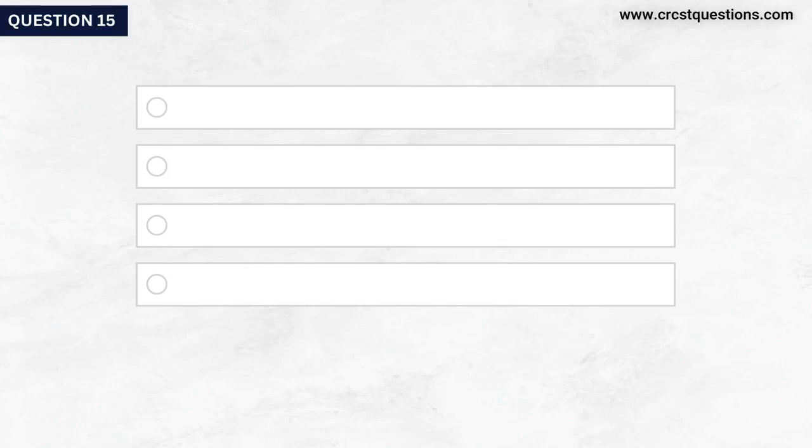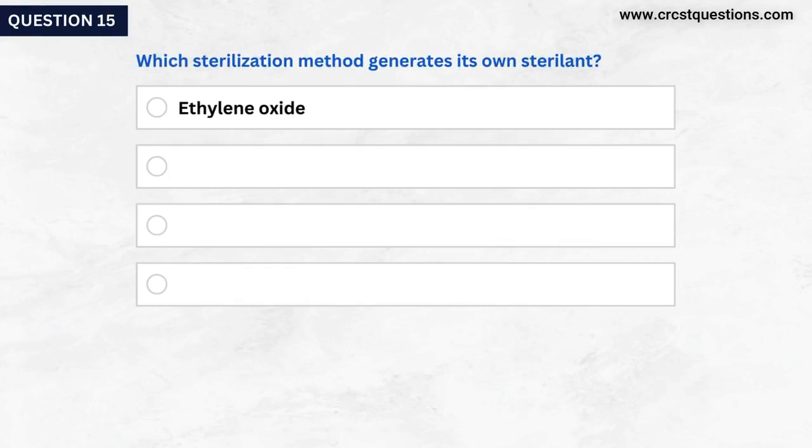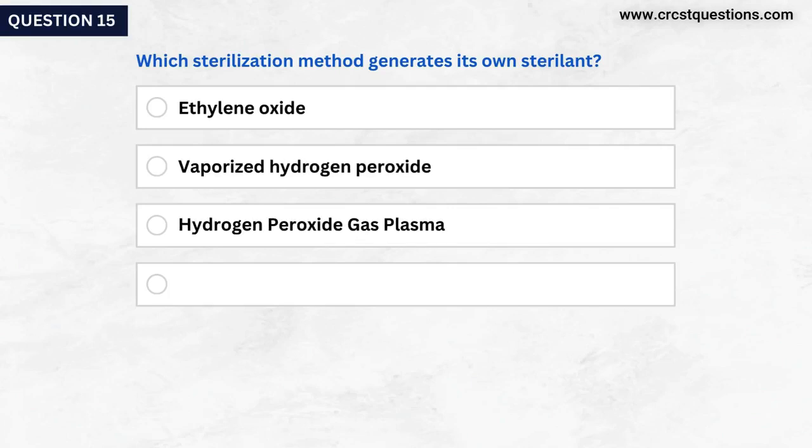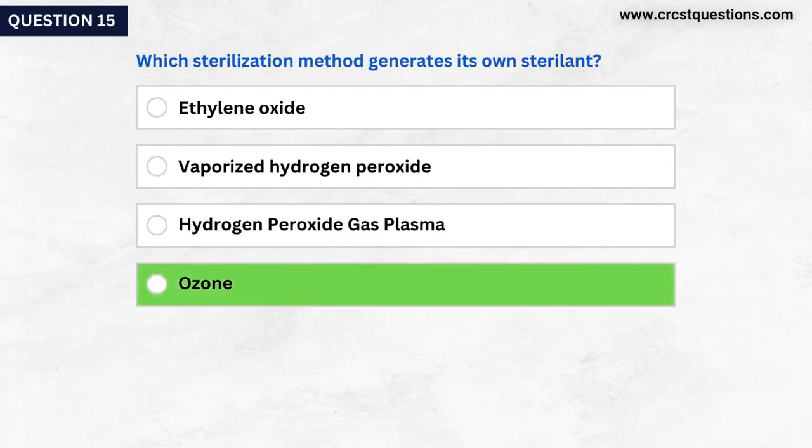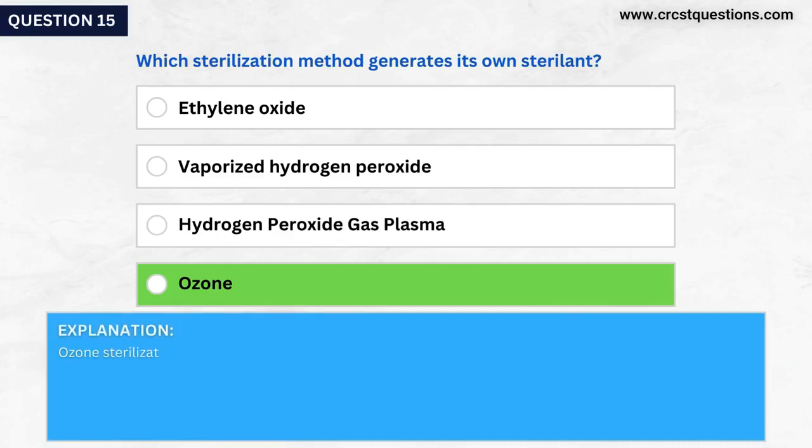Question 15. Which sterilization method generates its own sterilant? Ethylene oxide, vaporized hydrogen peroxide, hydrogen peroxide gas plasma, ozone. The correct answer is ozone. Explanation: ozone sterilization systems generate the ozone sterilant, which eliminates the need to purchase or handle a sterilant.